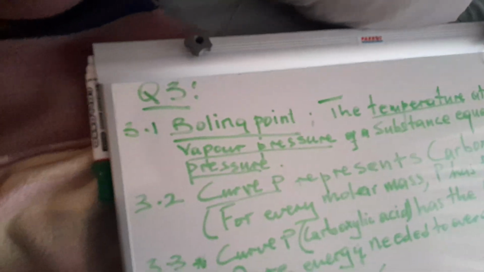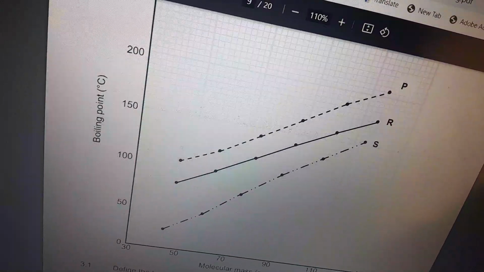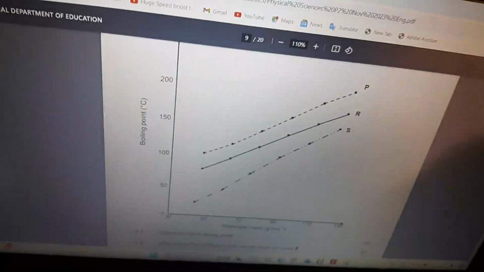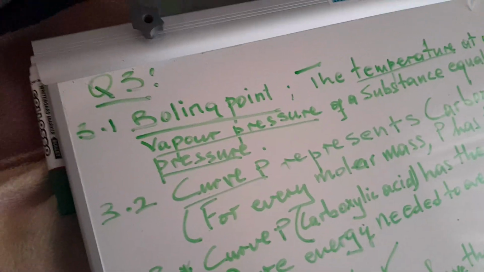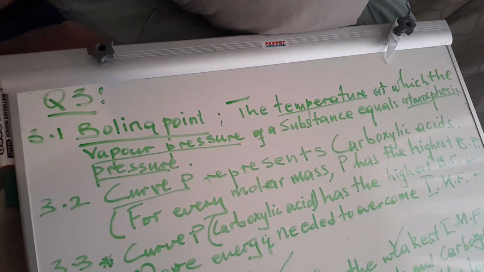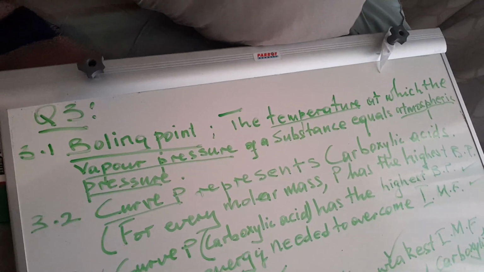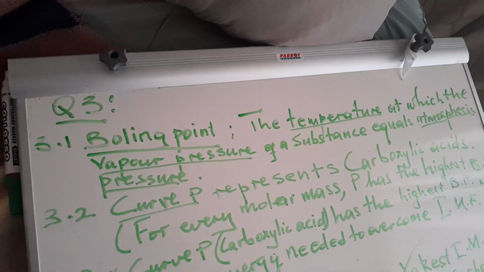Yes, then going to the next question, write down the conclusion that can be made from curve P. Now, curve P, as you see there, is the one that has the highest boiling points. And according to the question, we are comparing carboxylic acids, aldehydes, and alcohols.